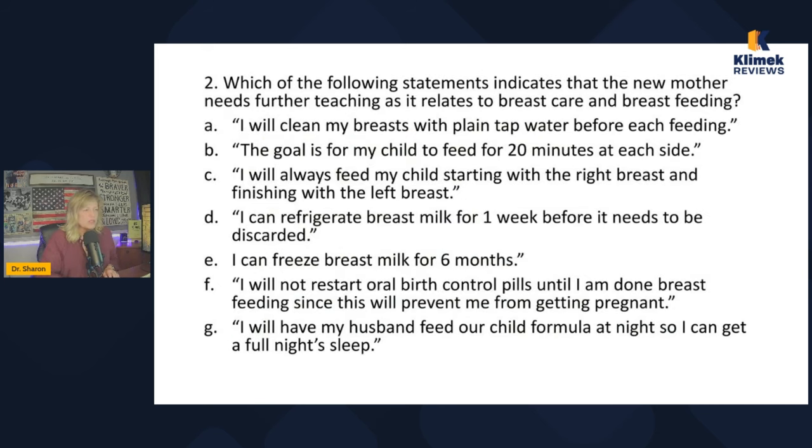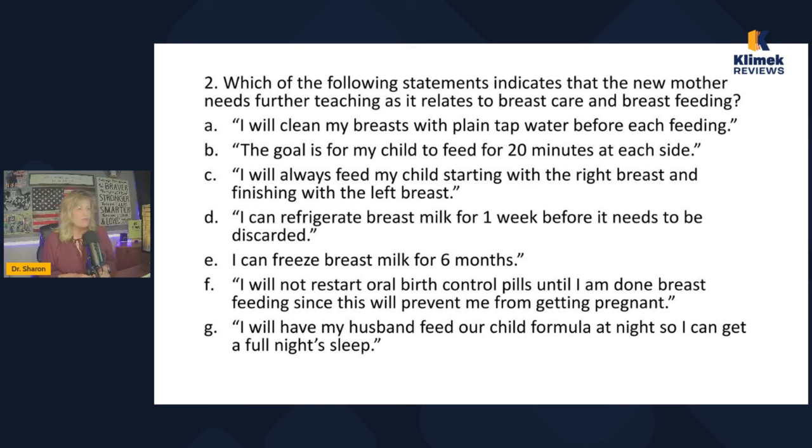All right, next question. Which of the following statements indicates that the new mother needs further teaching as it relates to breast care and breastfeeding. I will clean my breast with plain tap water before each feeding. The goal is for my child to feed for 20 minutes at each side. I will always feed my child starting with the right breast and finishing with the left breast.